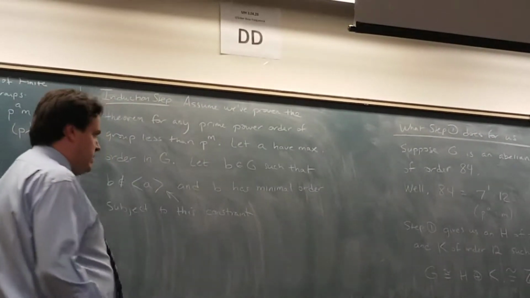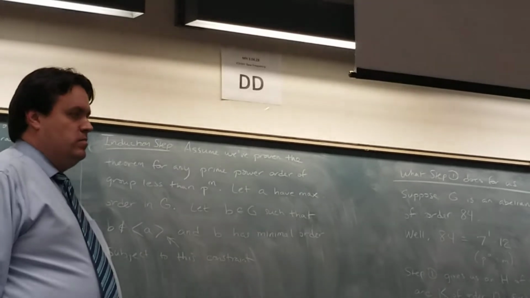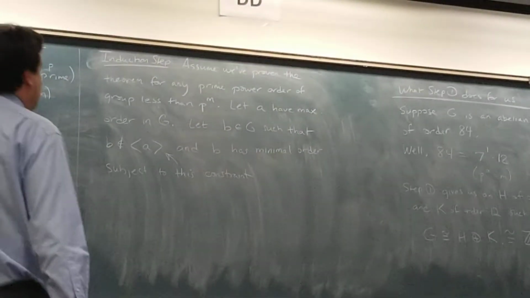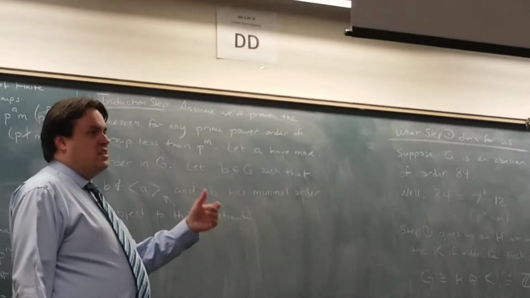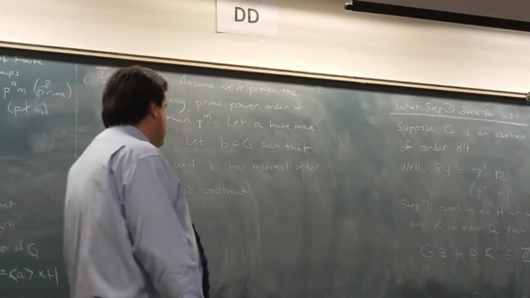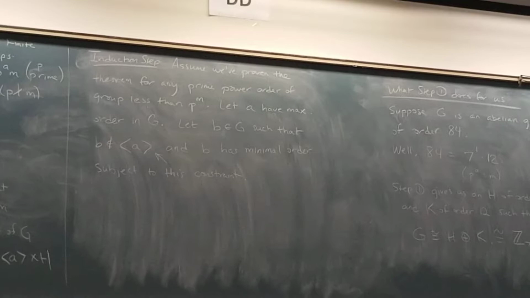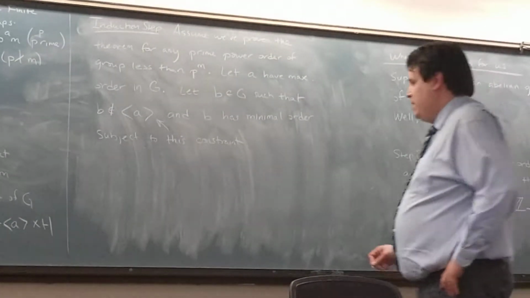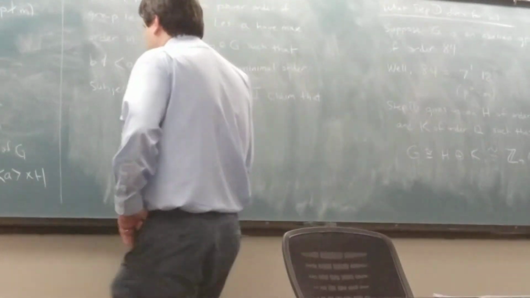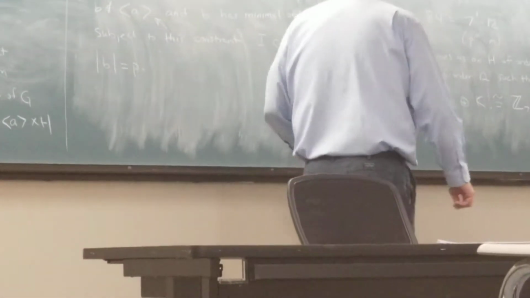Now let me explain what I mean by that. If I just said pick B to have minimal order, what would you pick? The identity. So that's not what I mean. I mean pick B to have minimal order among things not in this subgroup, because the identity would automatically be in that subgroup. So we're saying pick the thing not in here that has minimal order. I claim that the order of B is equal to p. And there's a lengthy, complicated reason why it has to be.